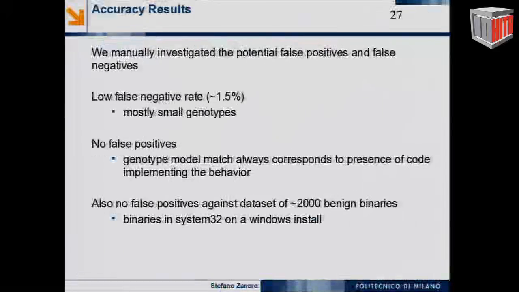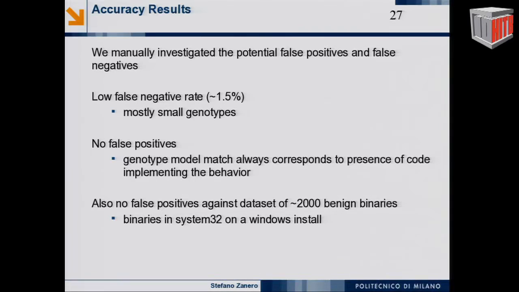So, once again, useful PhD students have looked through these things, and we manually investigated the potential false positives and false negatives, and the result is there is a low false negative rate. In some cases, in particular when the function that has been executed is really small, our approach may fail. It may not identify matching code in another bot. But what's interesting is that this approach shows no false positives.